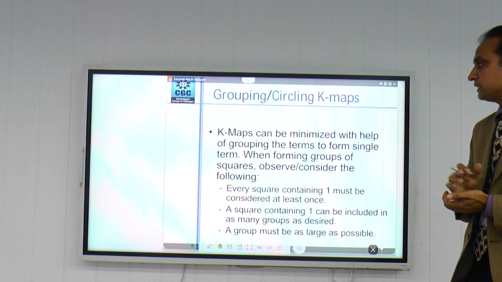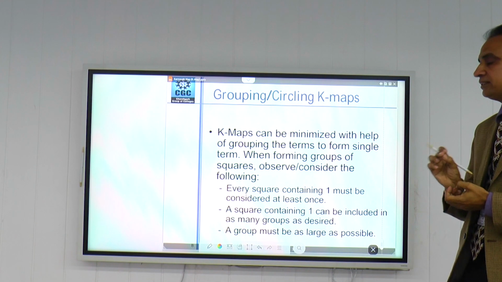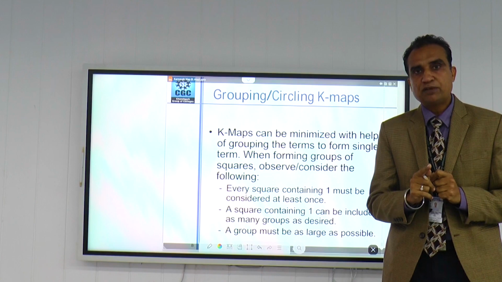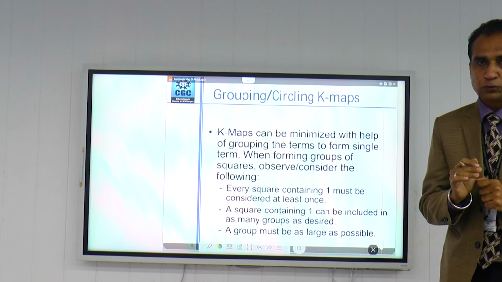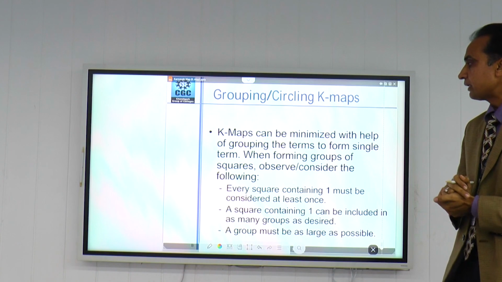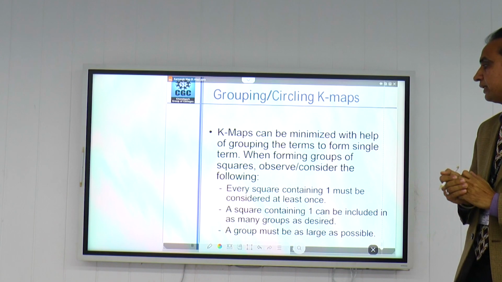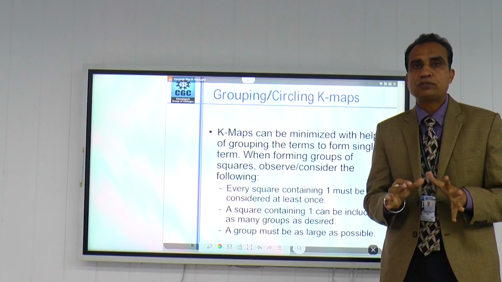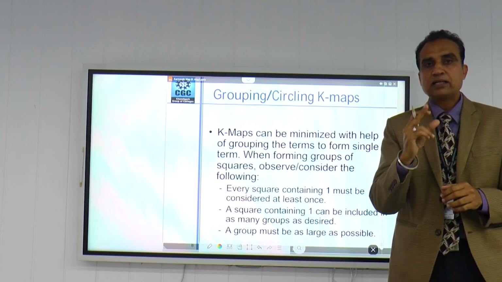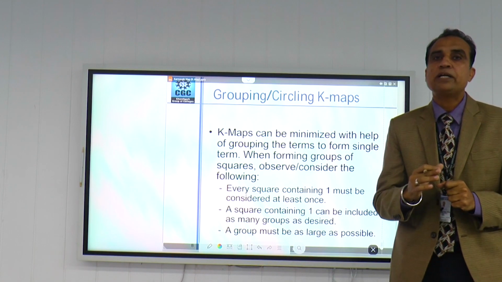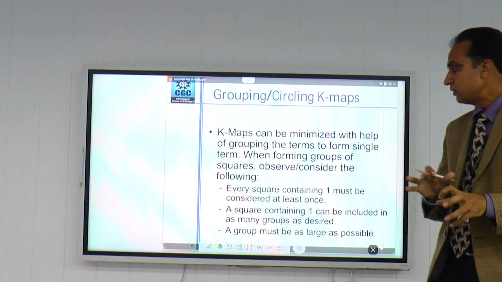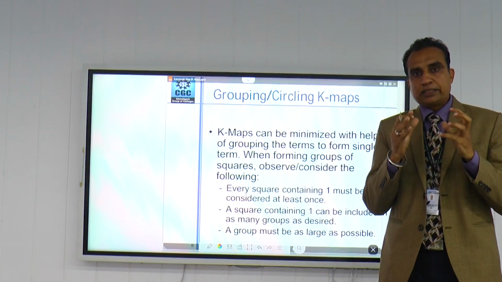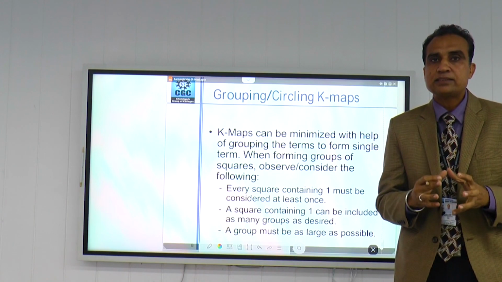Those points are, first, every square containing 1 must be considered at least once. Every square which is filled with 1 should be considered in the grouping at least one time. A square containing 1 can be included in as many groups as desired, meaning there is overlapping of the groups. One single value can participate in more than one group. Groups can overlap. A group must be as large as possible. We should keep in mind that the group should be as large as possible.